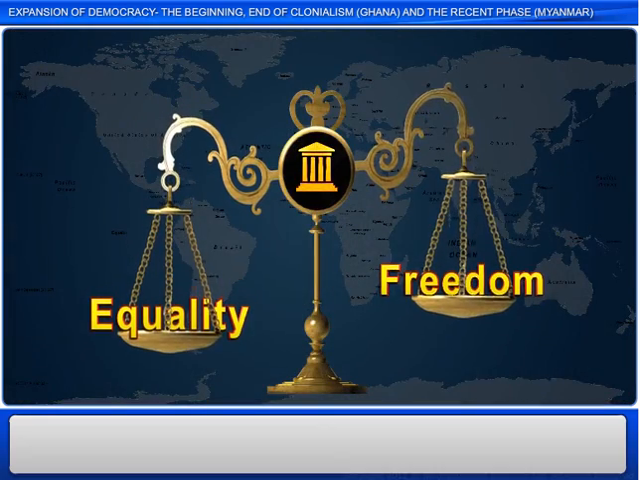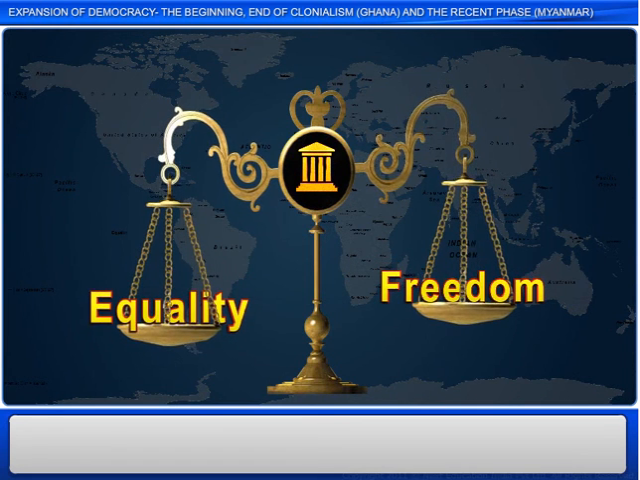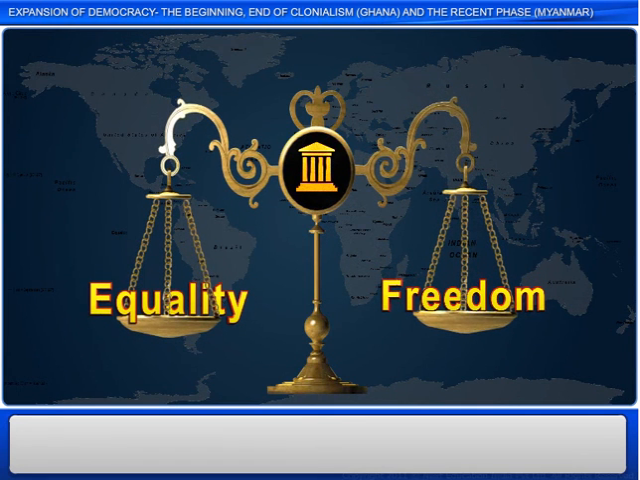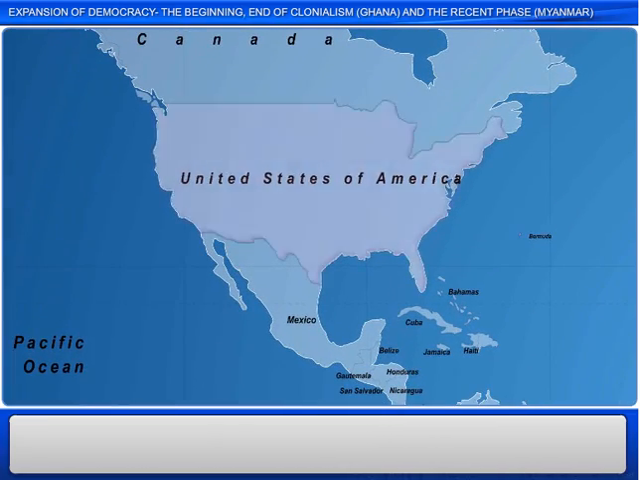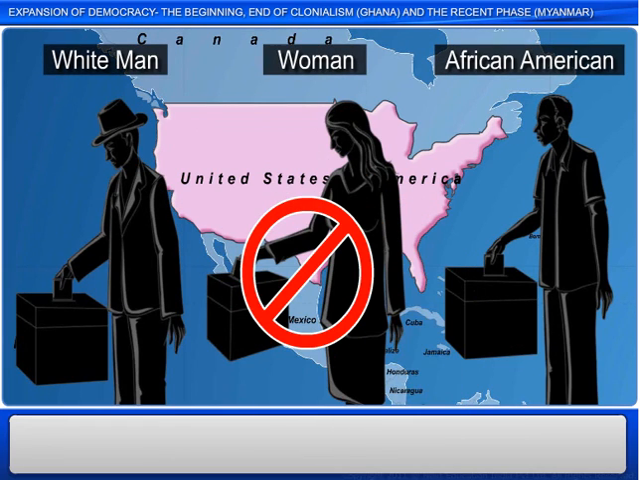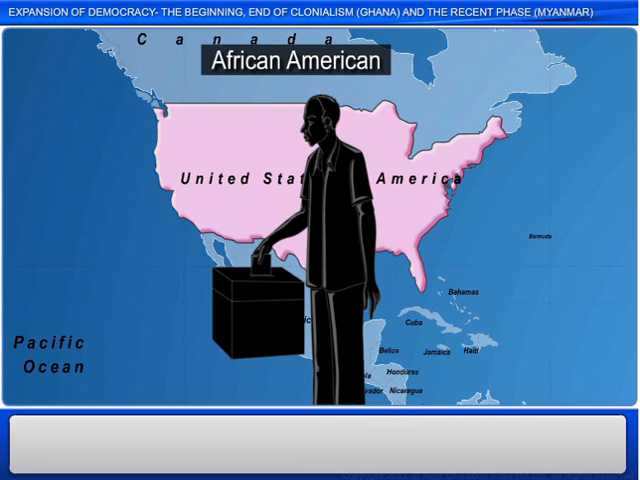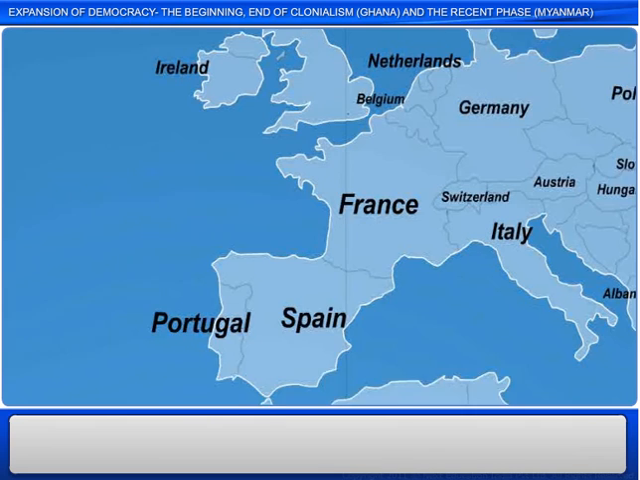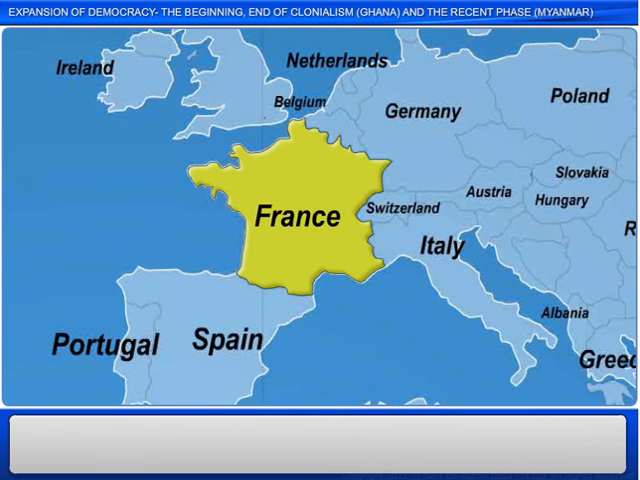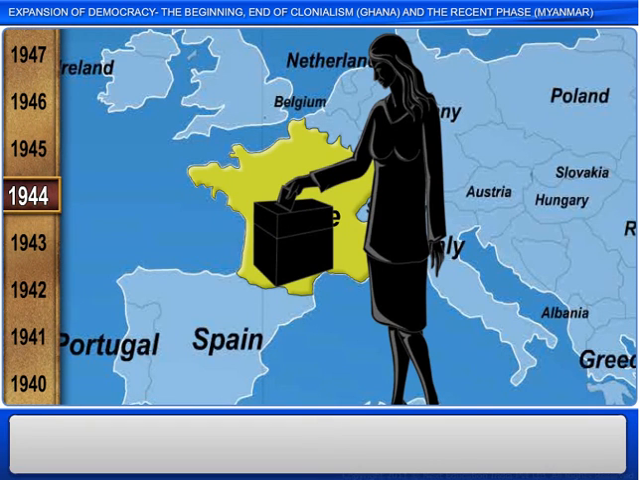The quest for democracy during this time was limited to freedom and equality. But the meaning of equality differed in different countries. For example, the United States initially did not allow anyone to vote. African Americans all over the country did not get the right to vote until 1965. Similarly, in France, women received the right to vote only in 1944.